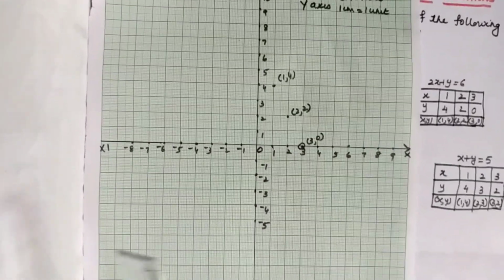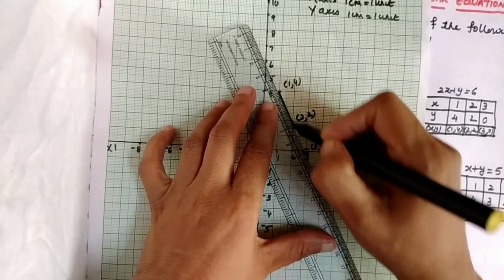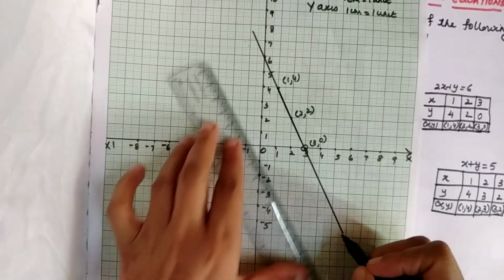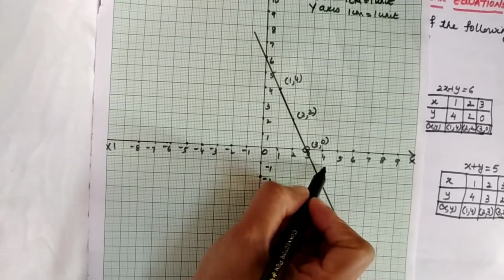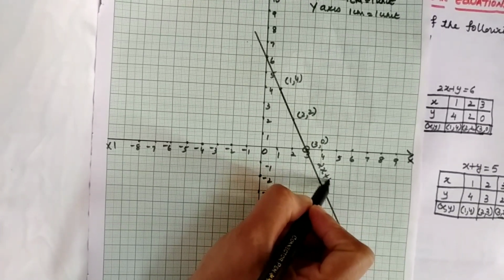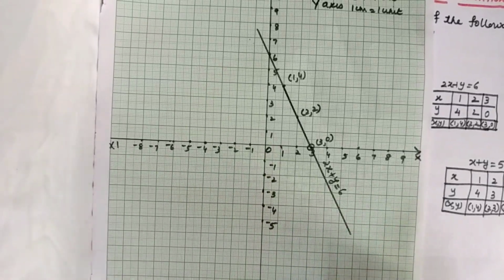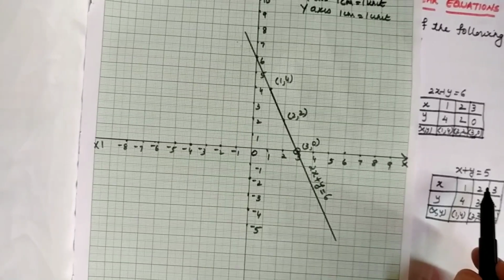Now you have to join these 3 points using a scale, and you can extend it on both the sides. Here this equation is 2x plus y equal to 6. Now in the same way take the second equation. You are going to draw the second line.